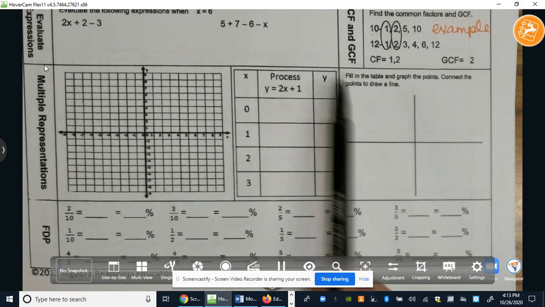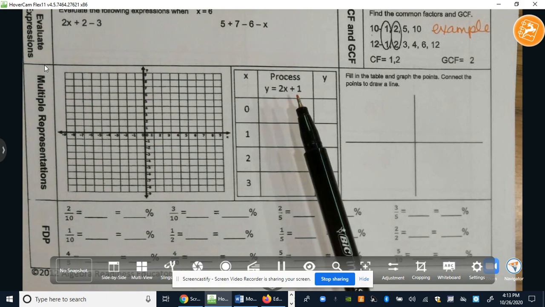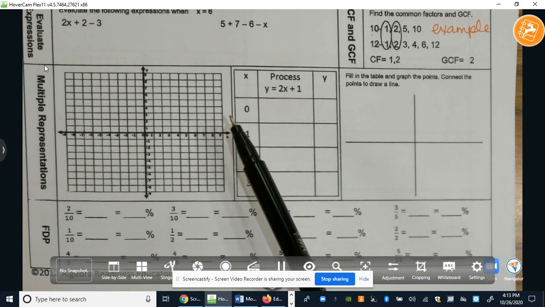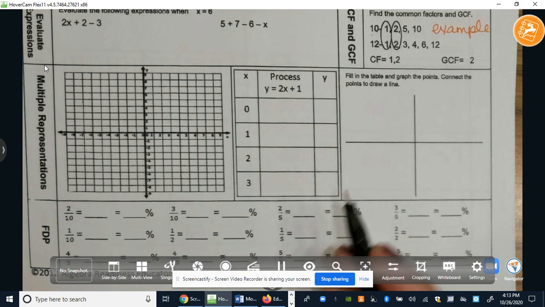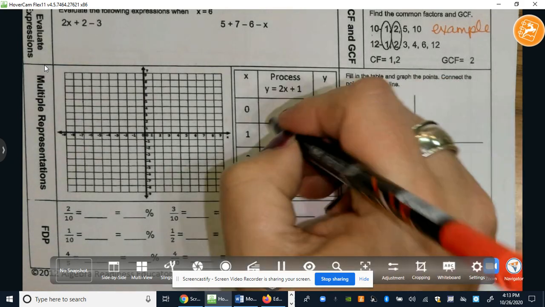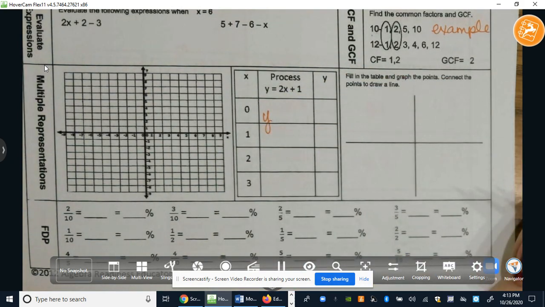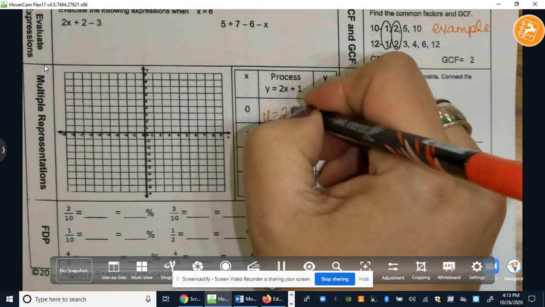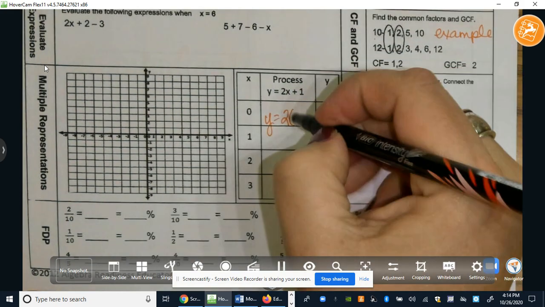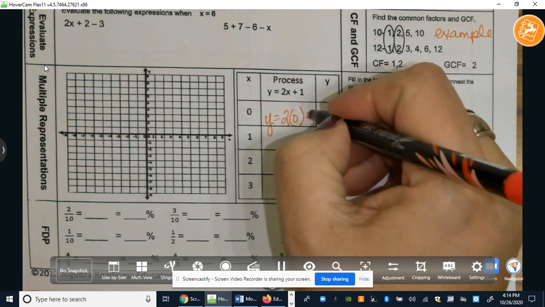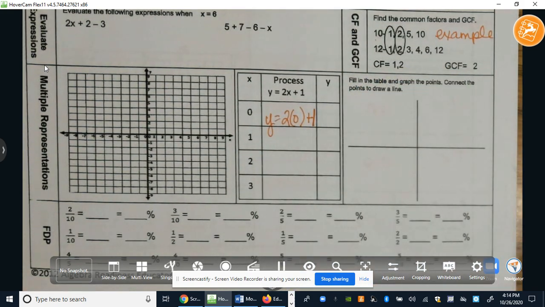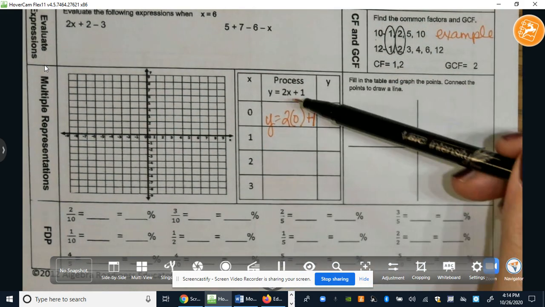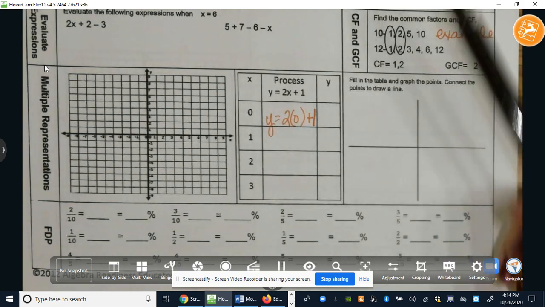All right, do you see our process is a two-step process now? We were used to doing one-step processes. Now we have two-step. So we're going to first fill in our process section. So y equals 2 times x, which is 0, close parentheses, plus 1. Okay, and I'm going to complete the rest of this box.